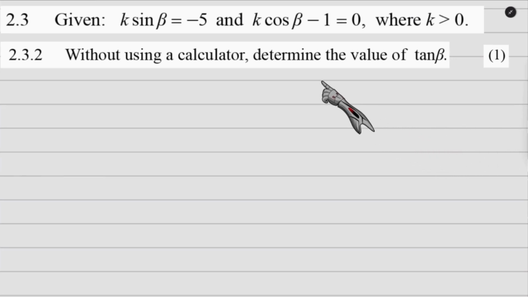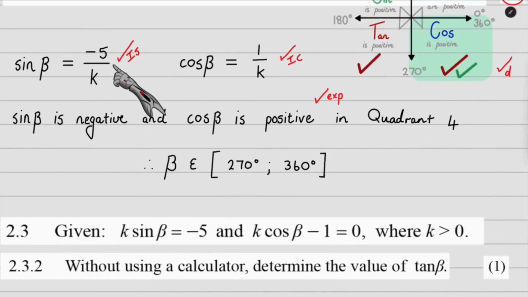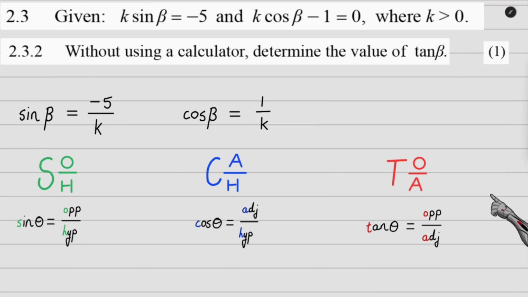Next up, we are asked to determine the value of tan beta. And to do that, we're going to need to grab these guys. So I'm going to grab those two quickly. And I'm also going to need my classic SOHCAHTOA.